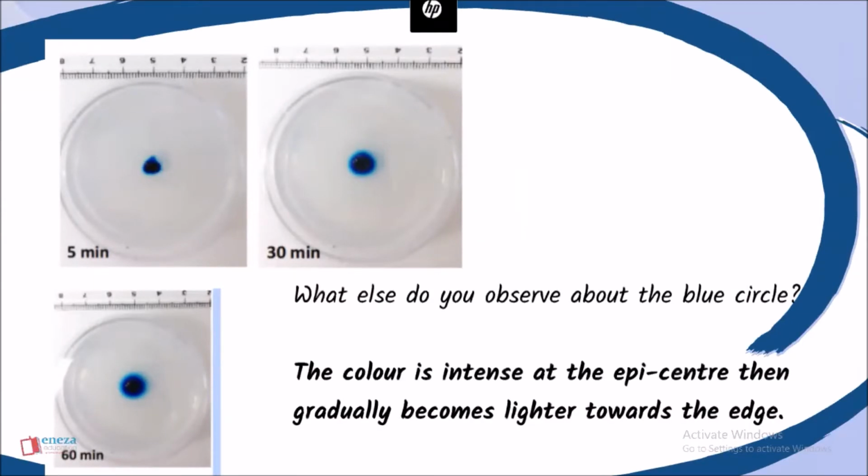What else do you observe about the blue circle? If your answer was the color is intense at the epicenter, then gradually becomes lighter towards the edge, then you are correct. As you can see from the images, the color is intense at the center, but when we move to the edges, it becomes a little bit lighter. This demonstrates the movement of the particles.